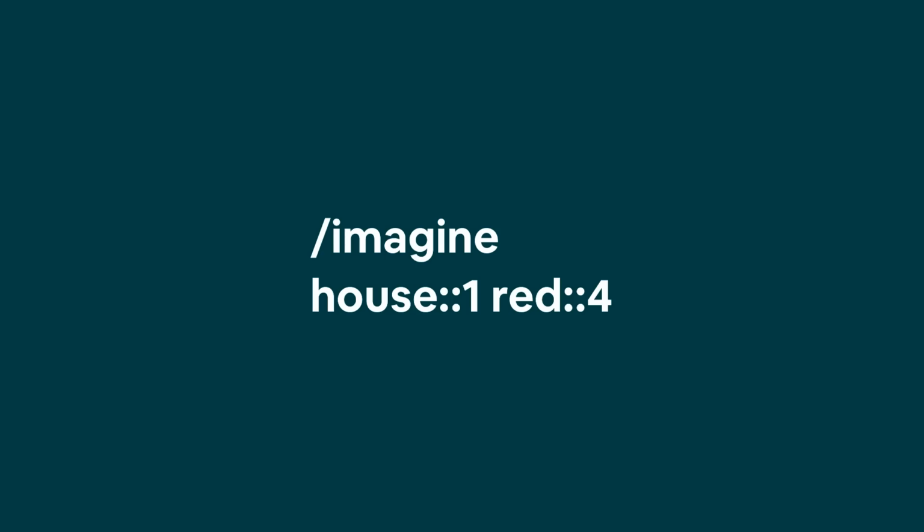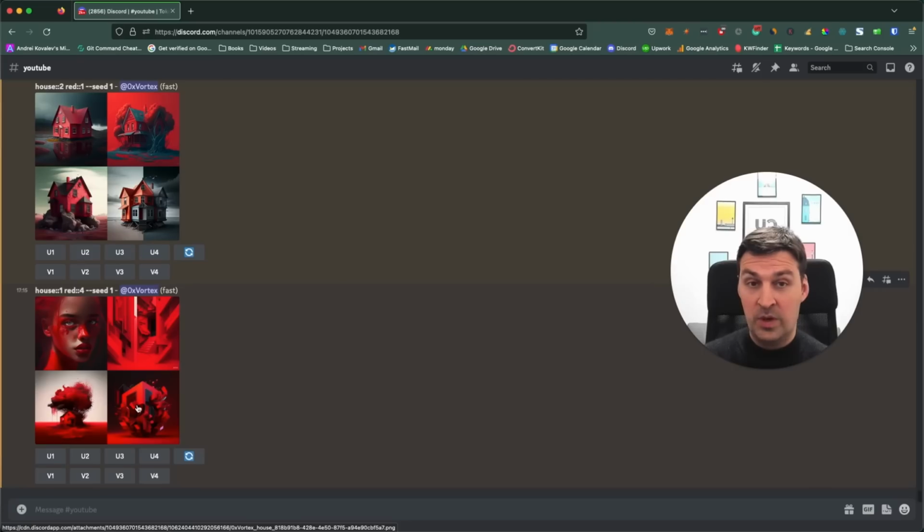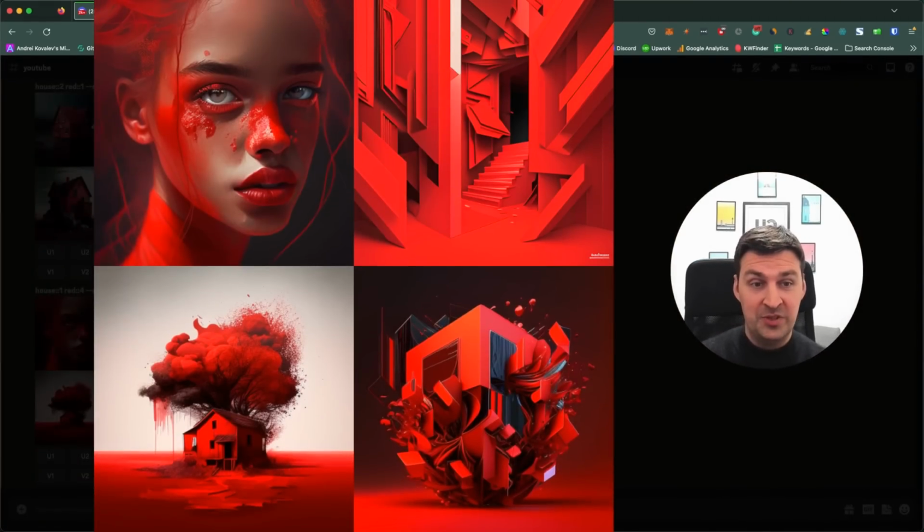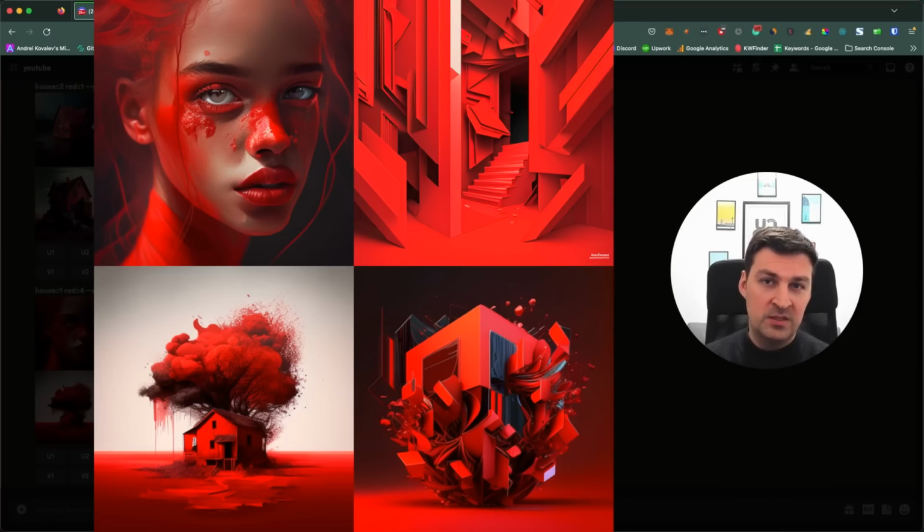And this time I'm going to set the red weighting to something extreme like 4. And let's see what that gives us. Okay, so this is a bit extreme. At this point, what's happened is that we've given the house only about 20% of weighting within the overall prompt. And the other 80% goes to the color red. And Midjourney has its own ideas of what red means.